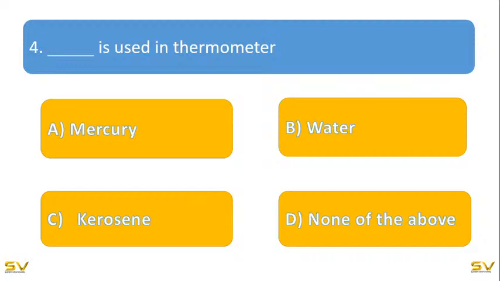A thermometer is used to measure temperature. So do we use mercury, or water, or kerosene, or none of the above? So definitely you will answer it. I hope you will all type the correct answers.